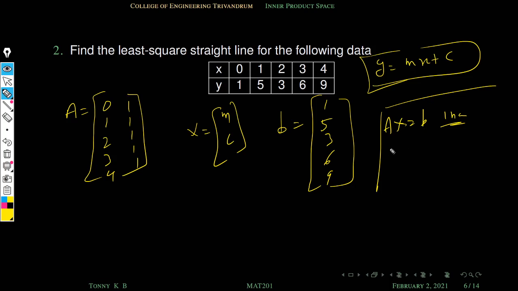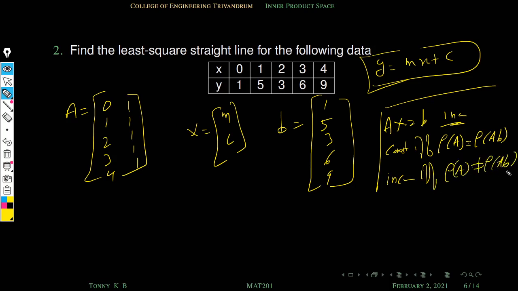This is the idea. The system is consistent if and only if rank of A equals rank of AB. Otherwise, it is inconsistent, which means if and only if rank of A is not equal to rank of AB.